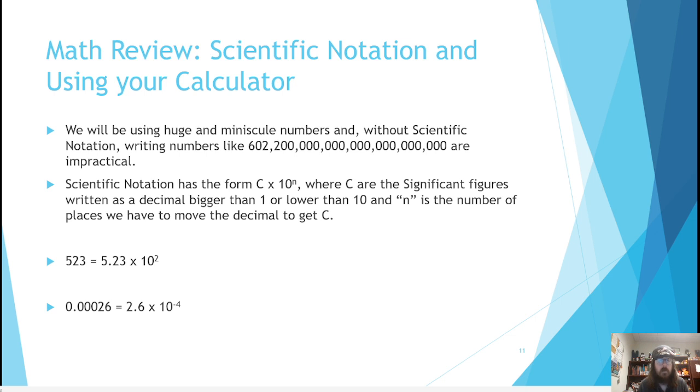Tenths, hundredths, thousandths. 26 100,000ths could be represented as 2.6 times 10 to the negative fourth, because I'm moving the decimal. To get back, I need to move the decimal 4 places to the left. So it would go 1, 2, 3, 4, and that gets it right back where it needs to be.